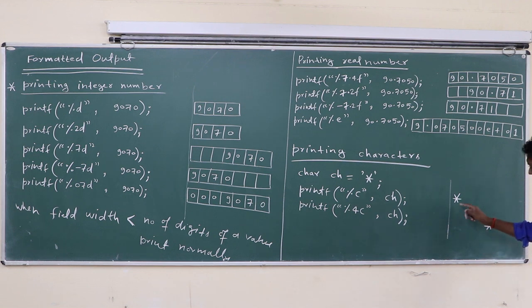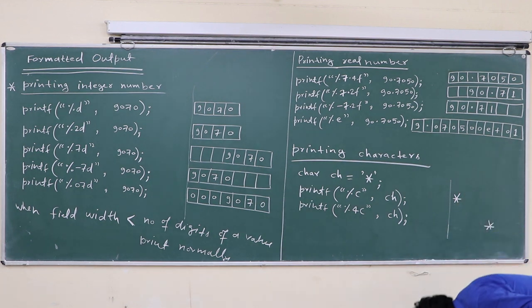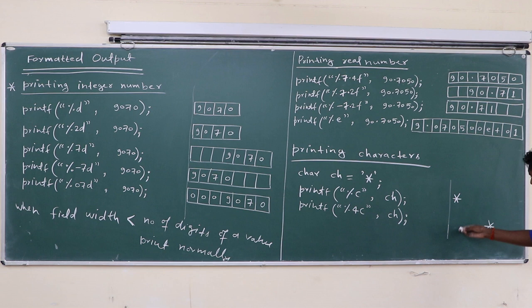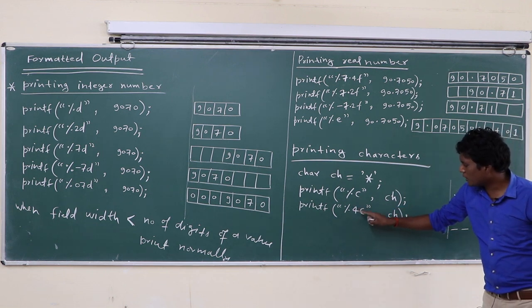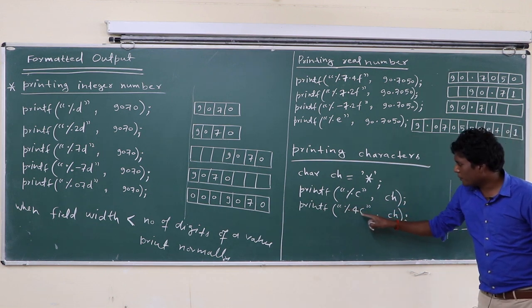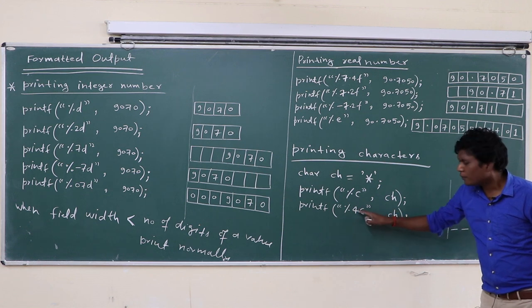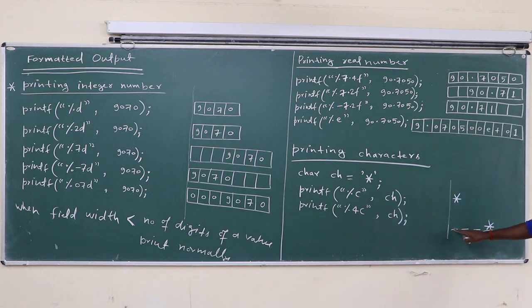So if you consider this is place 1, this is place 2, this is place 3, this is place 4. So %4c means this printf prints ch at the 4th place. Okay, 1, 2, 3, 4th. So at the 4th place this printf prints here.